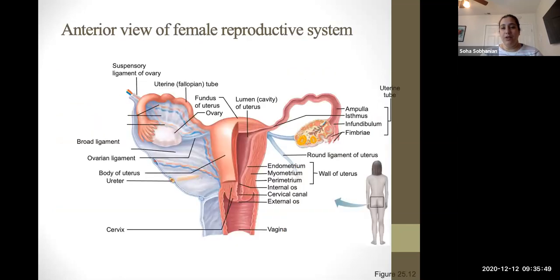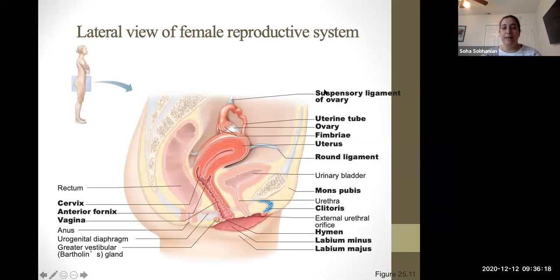Again, guys, these pictures are your friends. Make sure you feel very comfortable with the labeling. This is a very good overview picture that includes the reproductive organs. It includes the structures in them, the layers of the uterus, and then the ligaments that hold the reproductive system in place. So make sure you feel very comfortable with the labeling for your lecture exam when it comes to the female reproductive system. And this is also another one that you need to be comfortable with, going from the anterior view to the lateral view for the reproductive system.